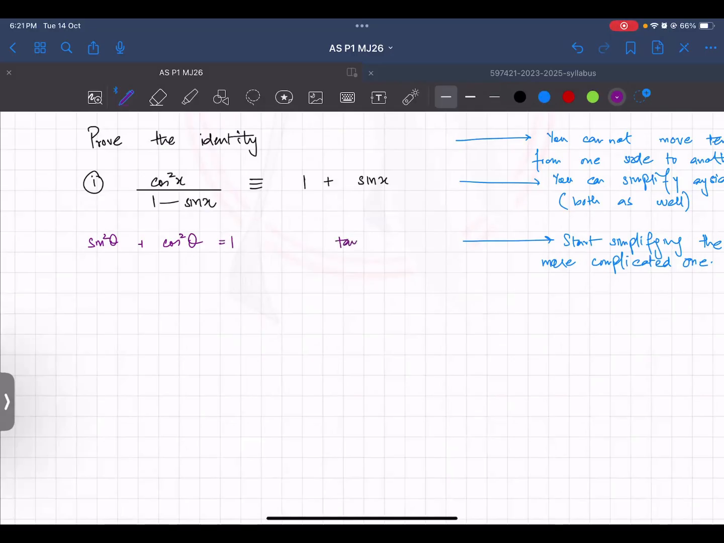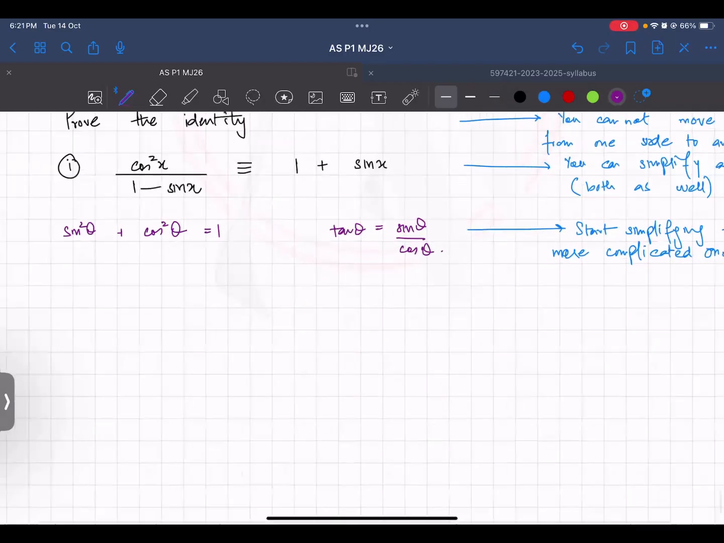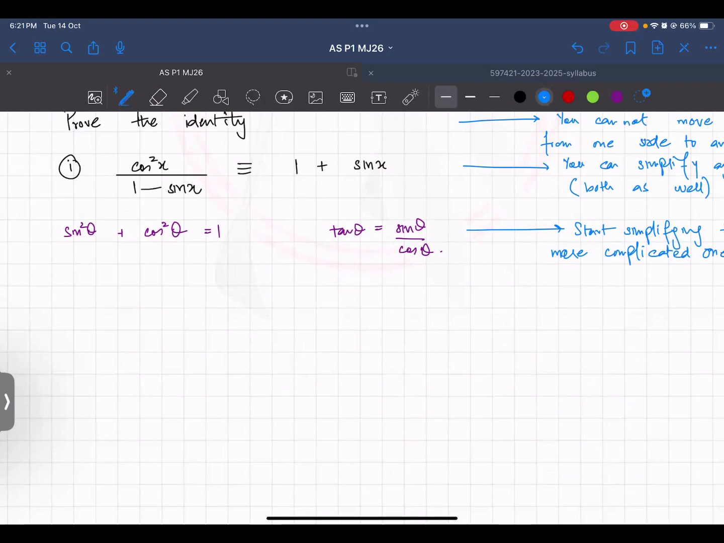And you have tan theta is equal to sine theta upon cos theta. Now you can play with these identities as well. You can manipulate them further. If you want cos square theta, I can make cos square theta the subject: I move the 1 and move the sine square to the other side, so 1 minus sine square theta. This means I can replace this cos square with 1 minus sine square. So the cos square, I replaced it with 1 minus sine square x upon 1 minus sine x.